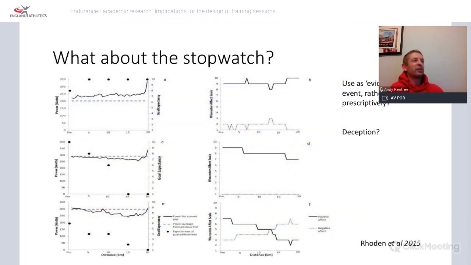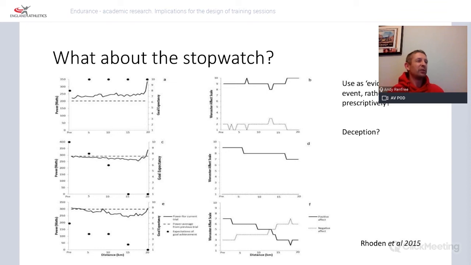Another issue which I have touched upon in previous weeks is the use of the stopwatch. And I do tend to sit a little bit on the fence with regards to how the stopwatch is used during training. But this is a slide I showed you from a paper by Claire Roden, which was published in 2015, and I think this is particularly interesting.